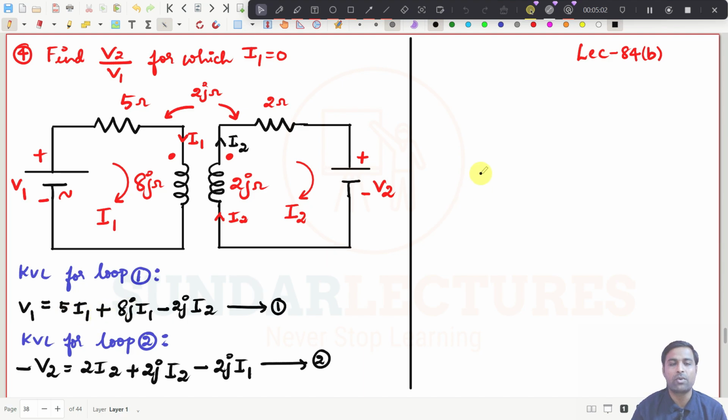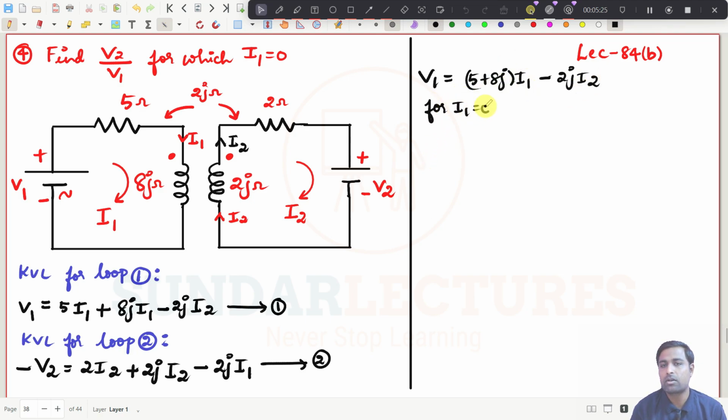See, anyhow, equation 1 can be written as what? V1 can be written as, you take I1 commonly outside, so it will be (5 plus 8j) into I1 minus 2j I2. And if I put I1 equal to 0, the equation V1 will become now minus 2j I2 simply, right?